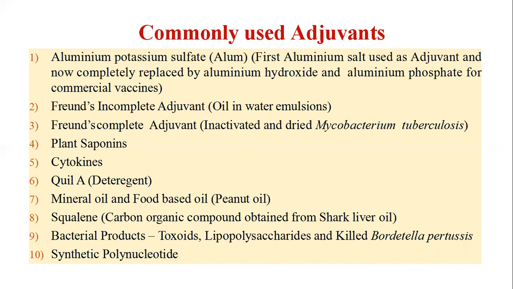There are some other adjuvants also used for the production of vaccines. The list is here. You can see Freund's incomplete adjuvant, Freund's complete adjuvant, mostly oil-in-water emulsion, and then Mycobacterium tuberculosis in its inactivated and dried form can also be used as an adjuvant. Then plant saponins, cytokines, detergents like QS-21, mineral oil or food-based oil such as peanut oil can also be used. Toxoids and lipopolysaccharide derived from gram-negative bacteria, then killed Bordetella pertussis, the causative agent of pertussis, and also some synthetic polynucleotides can be used as adjuvants, mostly for the preparation of vaccines.